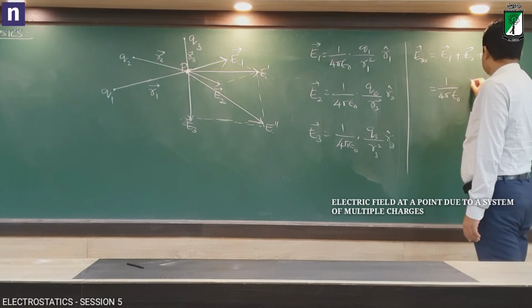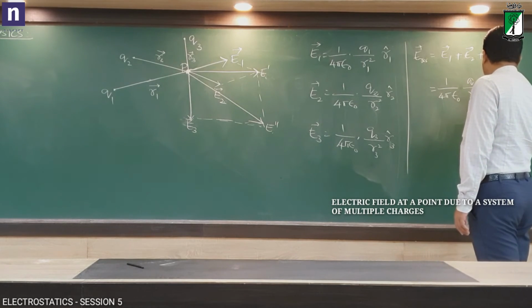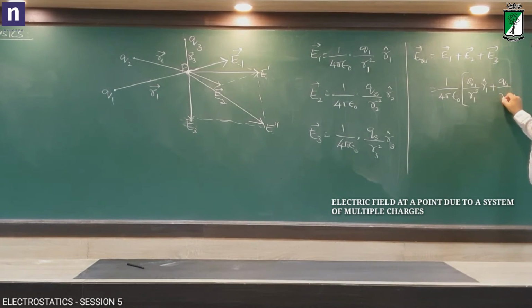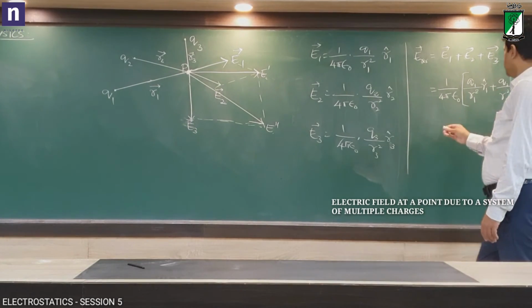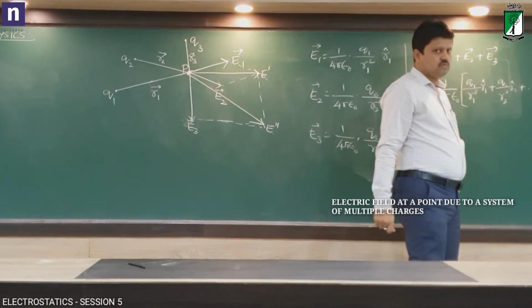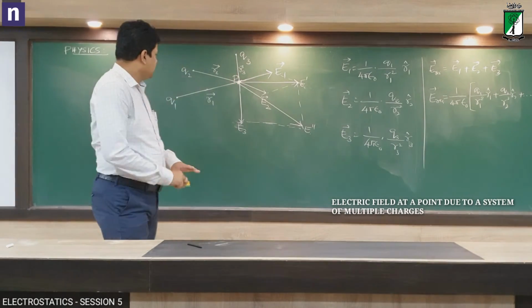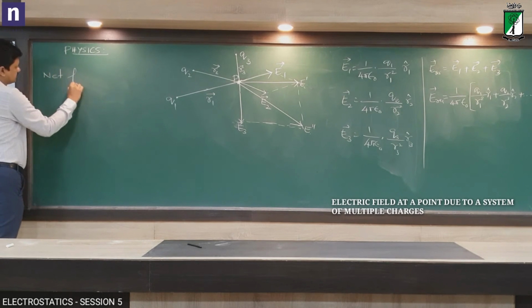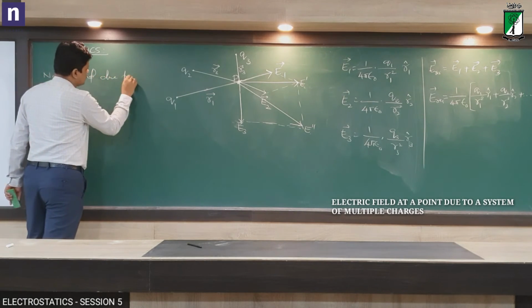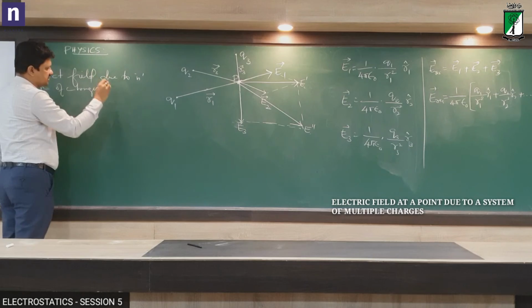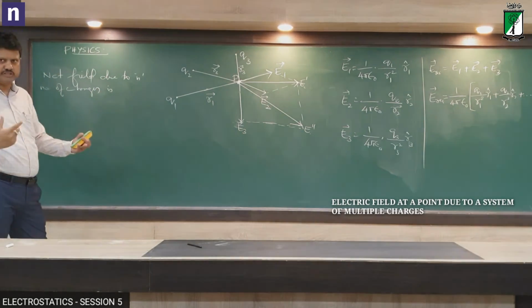So Q1 by R1 square, R1 cap, correct? Plus Q2 by R2 square, R2 cap, plus etc. So this is the net field. For 3 charges, of course 3 terms will be there. What about n number of charges? If you have n number of charges, let me write it here. The net electric field due to n number of charges, n number of point charges, of course. In the ideal case, we always take point charges.